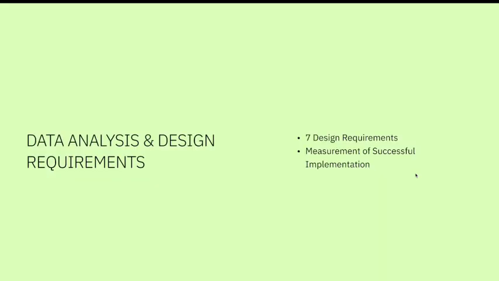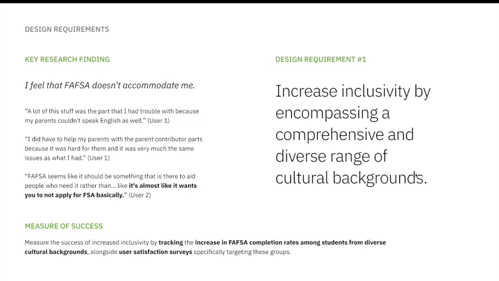Next, we're going to dive deeper into the affinity map themes and discuss how they inform the development of our design requirements. For our first key research finding, "I feel that FAFSA doesn't accommodate me." We learned from our users that there were instances where they had trouble with the application because their parents were not as familiar with English, and they even had to support their parents with the filing process due to the language barriers. Furthermore, one user even mentioned that, quote, "It's almost like it doesn't want you to apply for FAFSA basically," end quote. This led to design requirement number 1, increase inclusivity by encompassing a comprehensive and diverse range of cultural backgrounds. We want to note here that there is a need for inclusivity of backgrounds beyond cultural, but we wanted to focus on the language and cultural aspect due to the compelling research we found regarding the unique struggles of students of ESL parents.